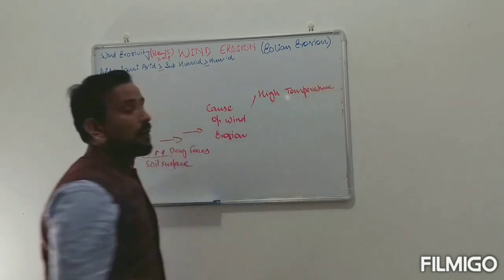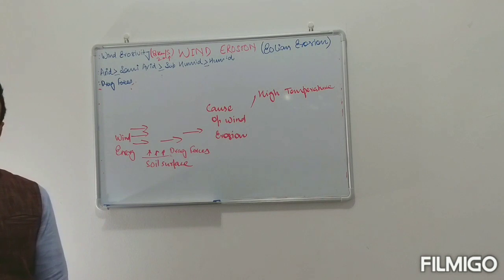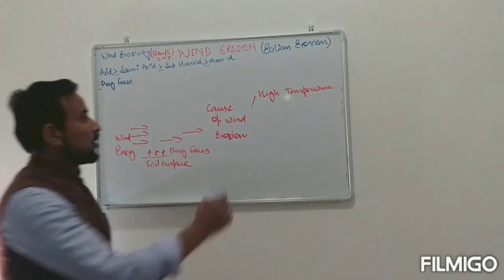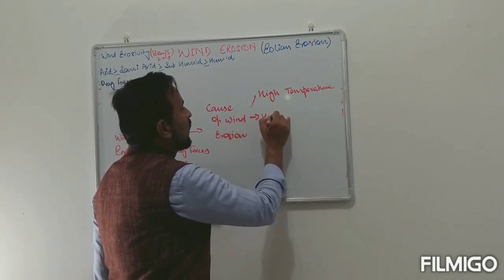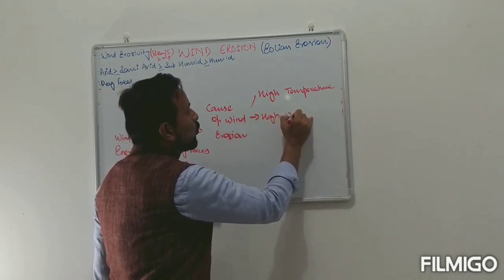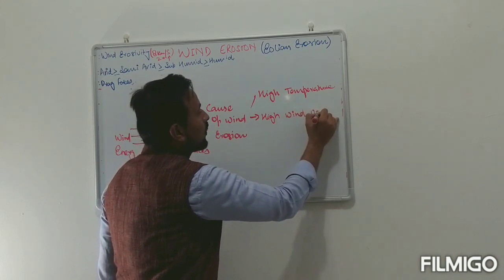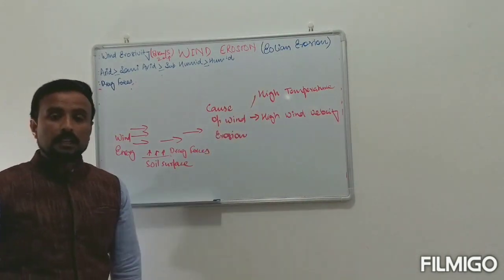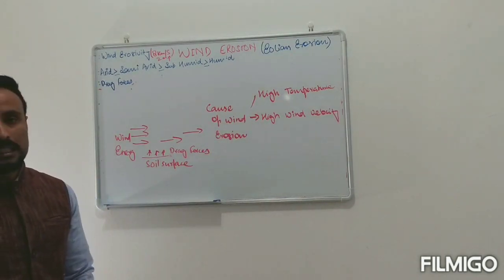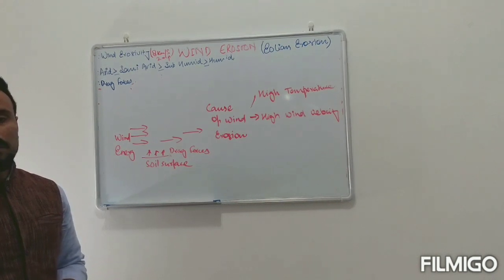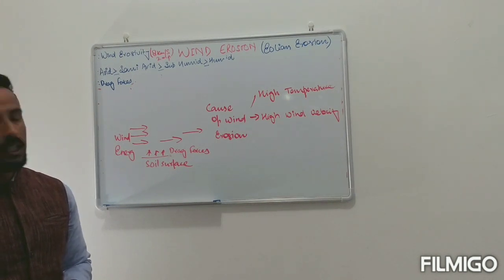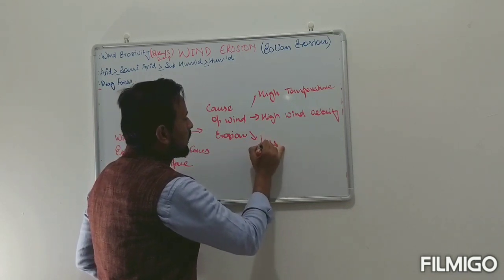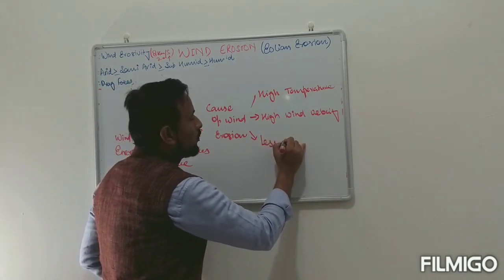Those countries which are having higher temperature, right, arid regions, there the chances of wind erosion is more than high wind velocity, right? If temperature is high and at higher rate wind velocity is there, there are ample amount of chances of wind erosion, right? Then less precipitation.